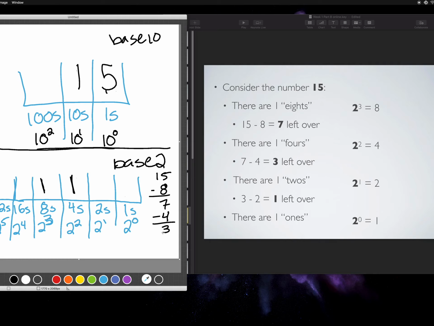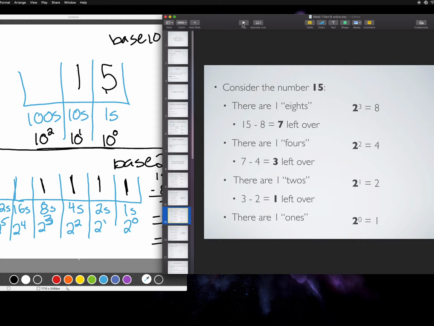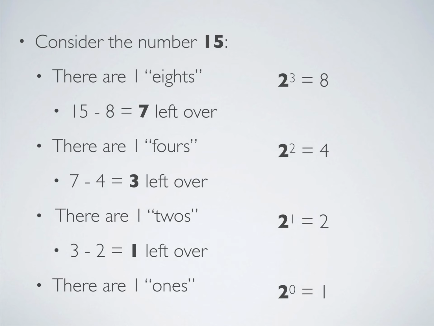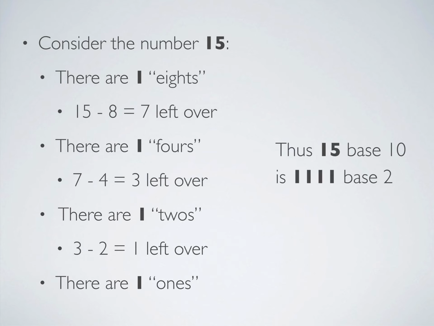We can fit a 2 into 3, so we'll put a 1 in the 2 spot, subtract 2, and see how much we still have left. We have 1 left, perfect, put it right here, and we're done. So the decimal number 15, base 10 15, is 1111 when written in base 2, or in binary. It's not too bad, right? It's just writing that little places table, knowing your powers of 2, and doing a little bit of subtraction. That's it.